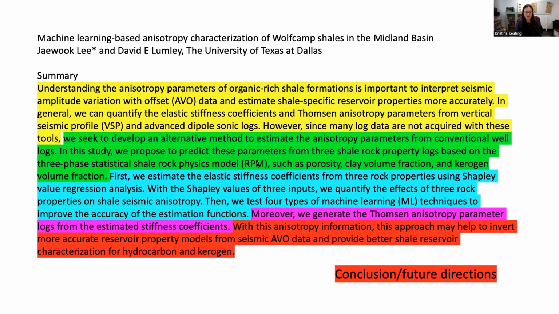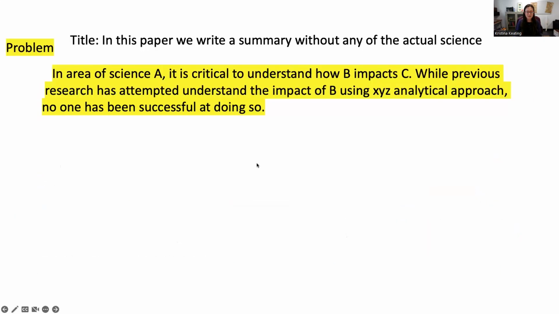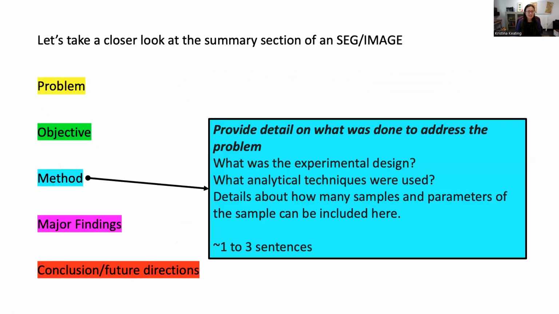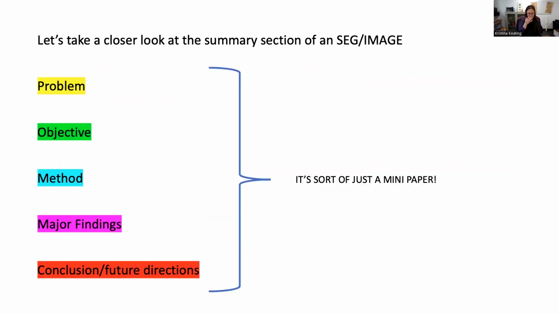And I'm going to go back to the beginning of the presentation so you can see the different components that you want to identify. Just take a minute to see if you can find the problem, the objective, the method, the major findings, and the conclusion and future directions, keeping in mind that not every abstract has all of these components. So if you cannot find one of them, it might be because it's not there. So take just a few minutes now to do that.